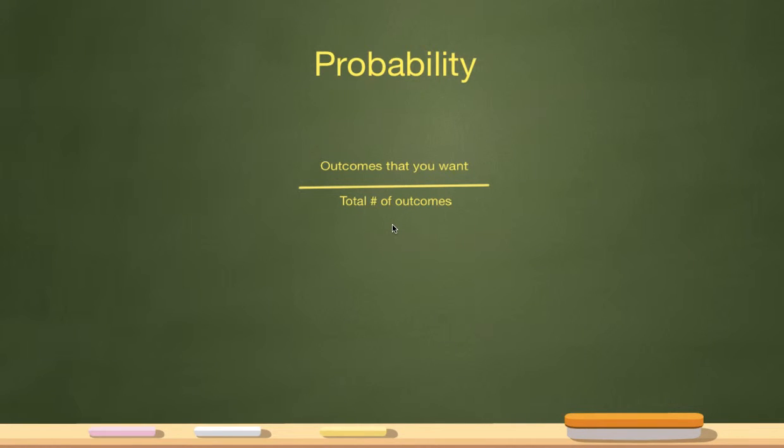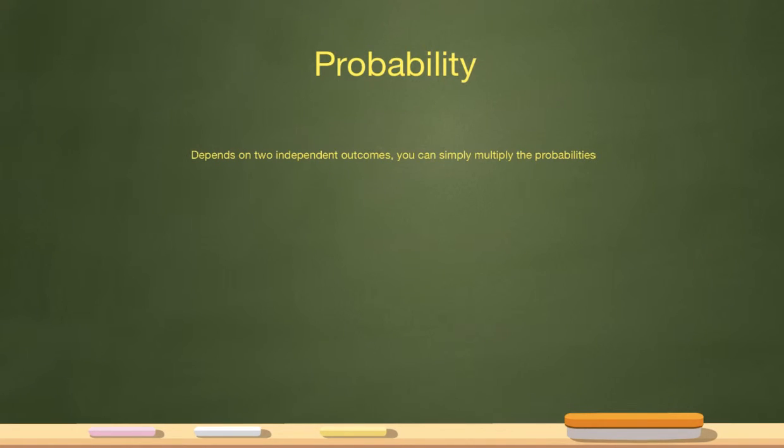Probability. Probability for our purposes on the SAT is outcomes that you want over the total number of outcomes. This little formula can be used for pretty much any SAT probability problem. You've got to figure out the number of outcomes that you want, and you have to divide that by the total number of outcomes.